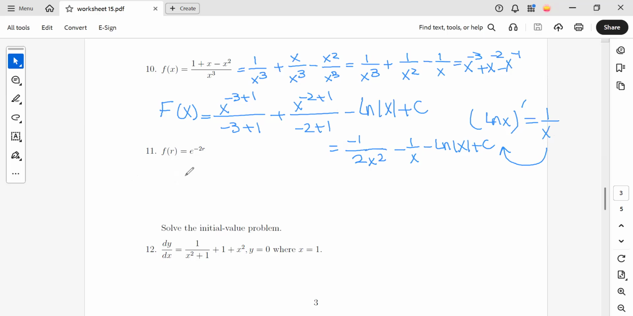Number 11, e to negative 2 times r. Remember, in this case, r is the variable because we have f of r as we have f of x usually. So capital F of r will be negative 1 over 2, a copy of it, plus c. Because if you take derivative of this one, you would get e to negative 2r as the answer.